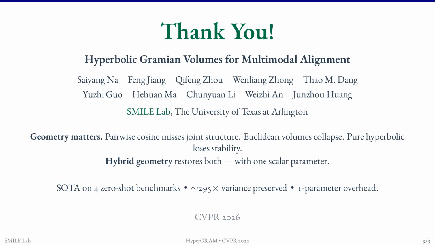To recap: pairwise cosine misses joint structure. Euclidean volume captures the structure, but they collapse under L2 normalization. Pure hyperbolic restores variance but loses stability. So we use hybrid geometry to combine both. One scalar for a SOTA result, and the geometry you choose really does matter.